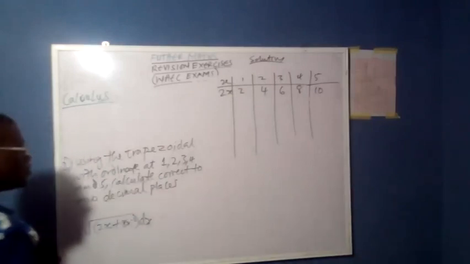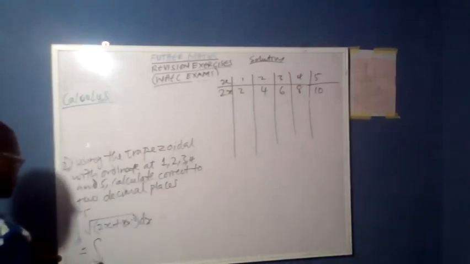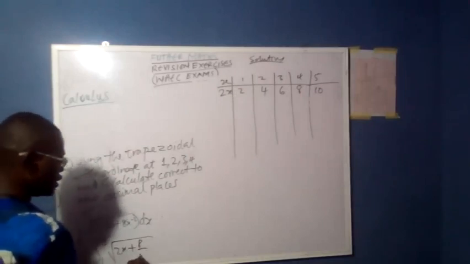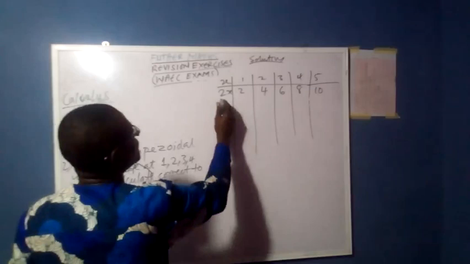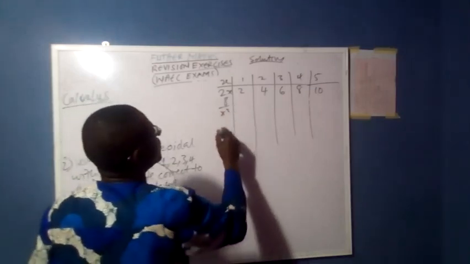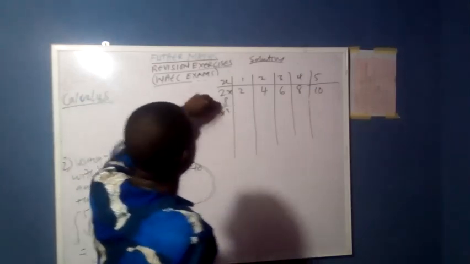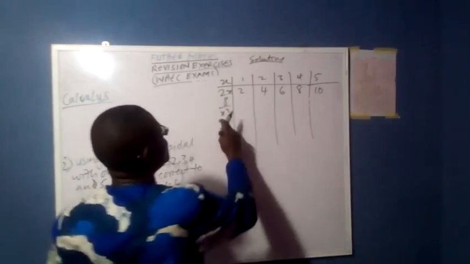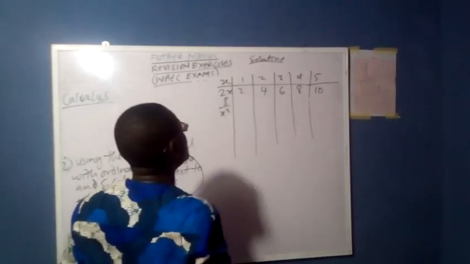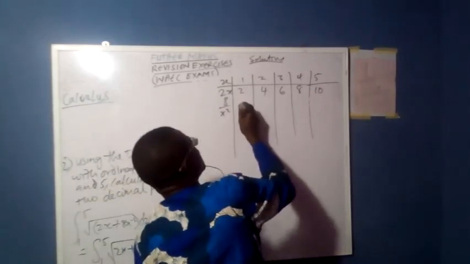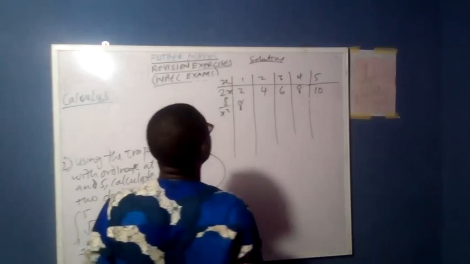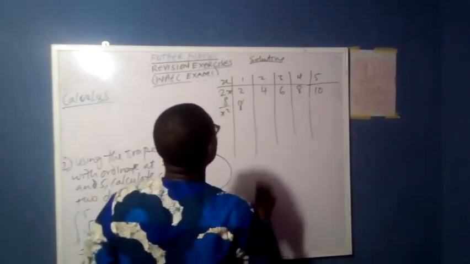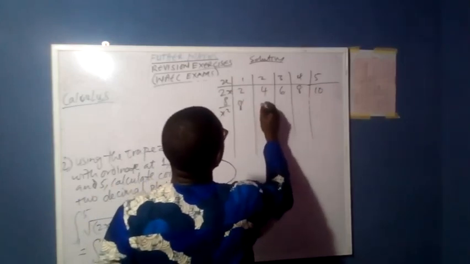The second part: we can rewrite this question as the integral from 1 to 5 of the square root of 2x plus 8 over x squared. So the second part we can have 8 over x squared. We divide 8 by x squared. 1 squared is 1, so 8 divided by 1 gives 8. Then we have 8 over 2 squared; 2 squared is 4, and 8 over 4 is 2.